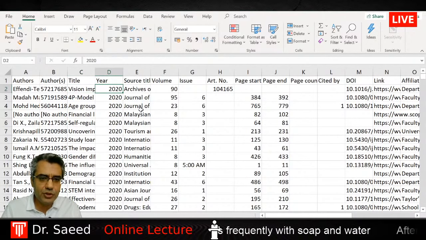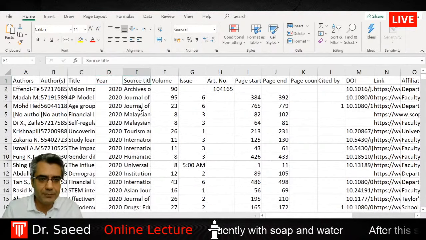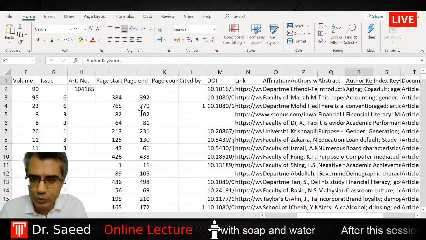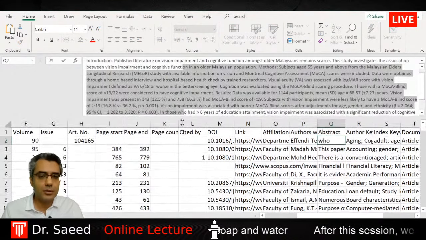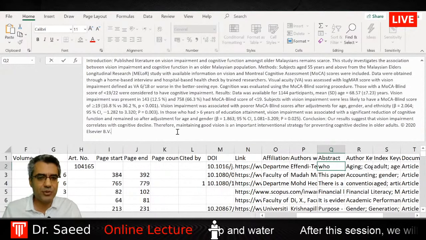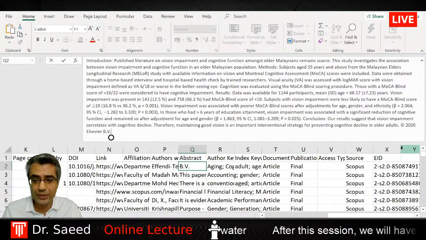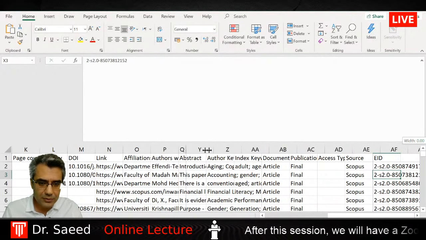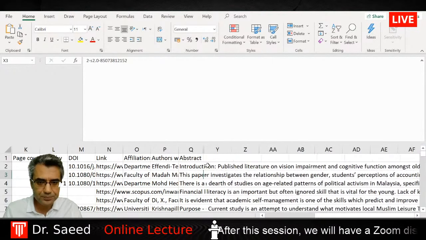Year published. You see, we didn't limit the year, so even in 1991, there's a paper. Which journals, and then the abstract. Here is the abstract. So this is used for screening. This is very important for screening, right? I missed the abstract. Here.